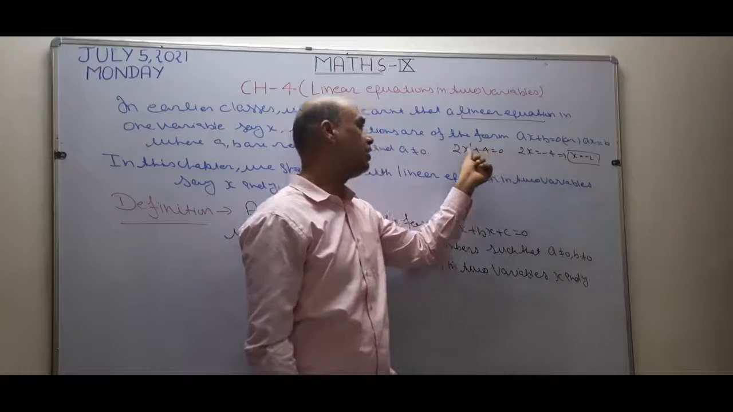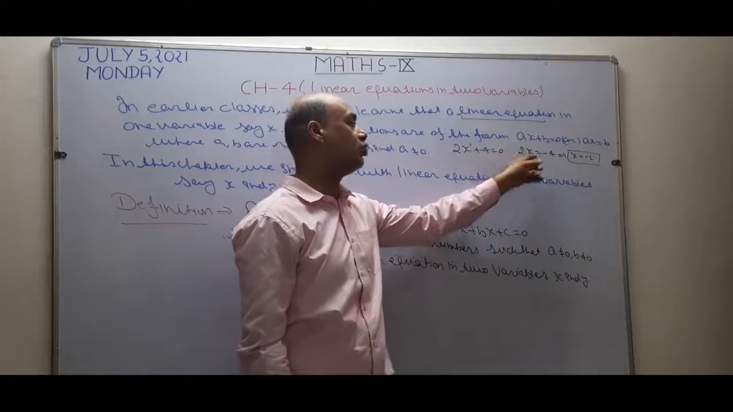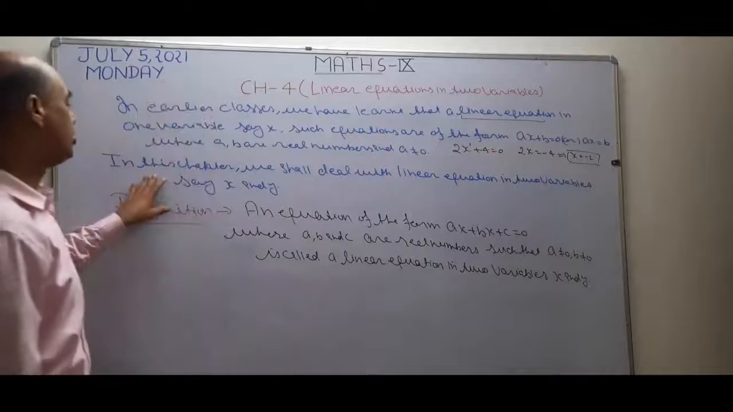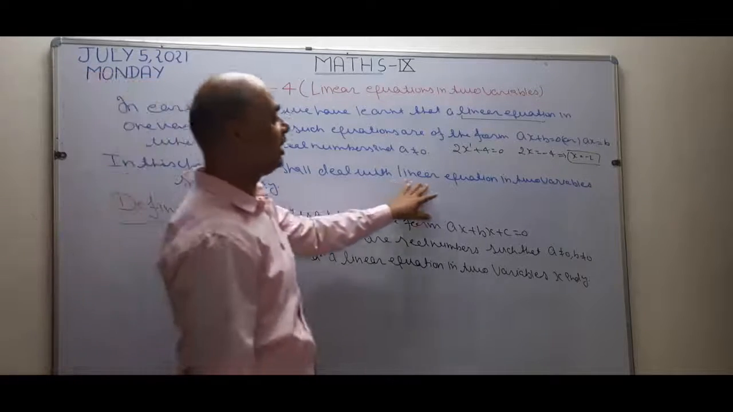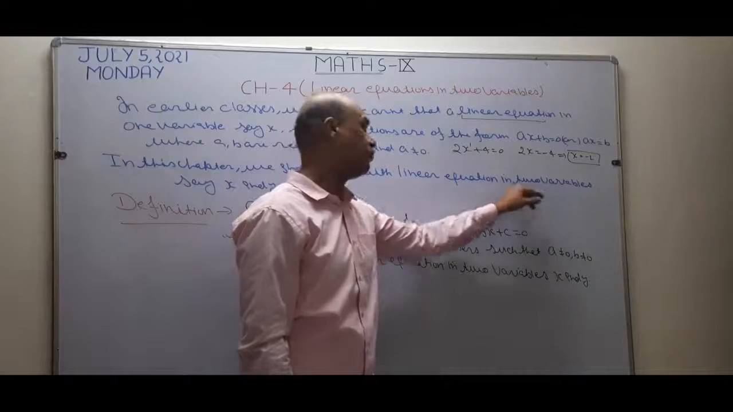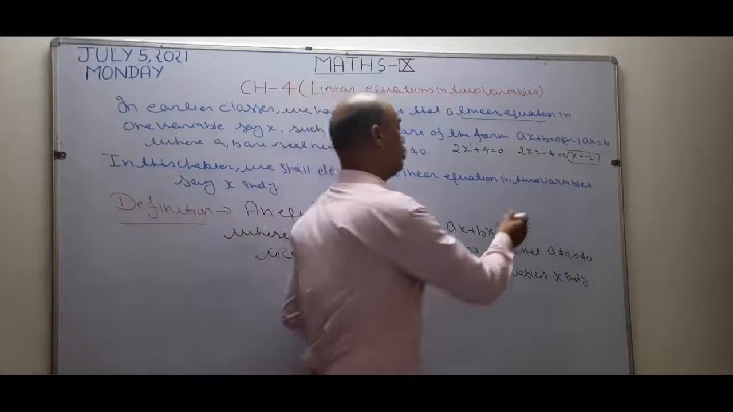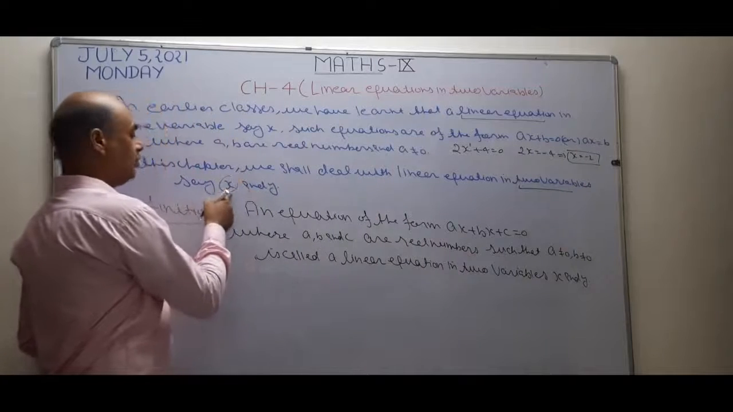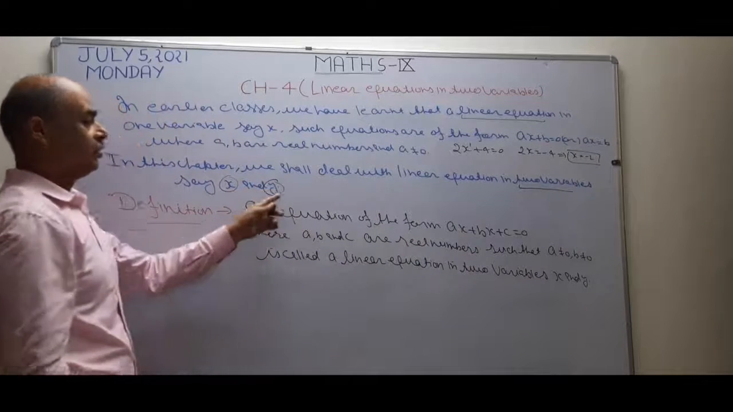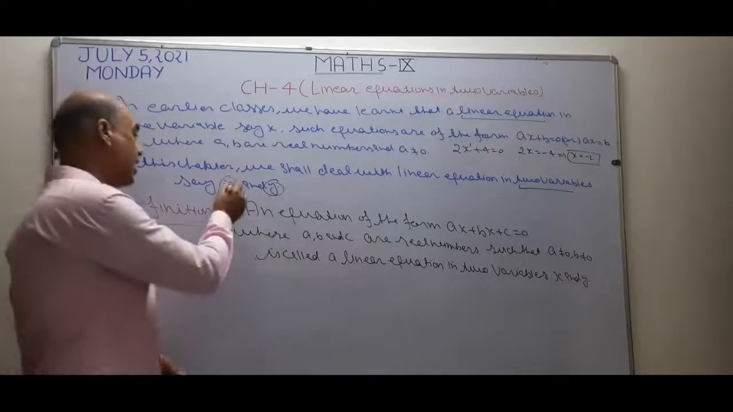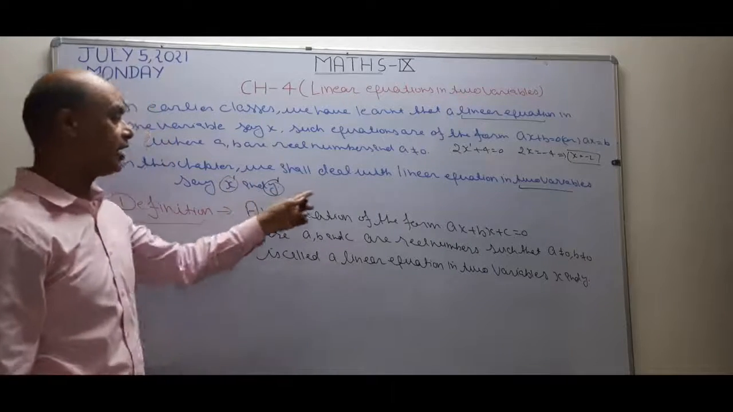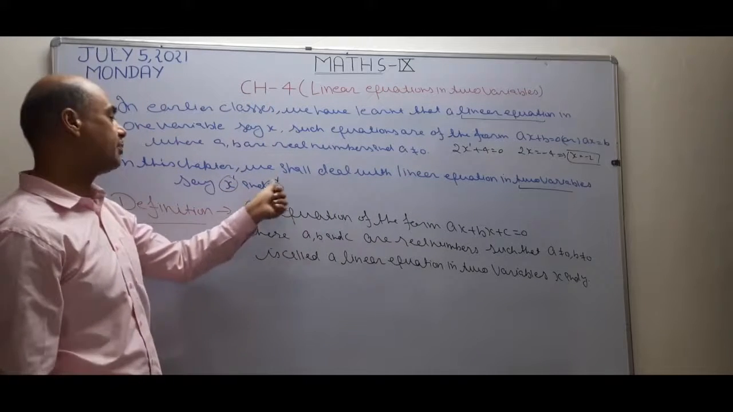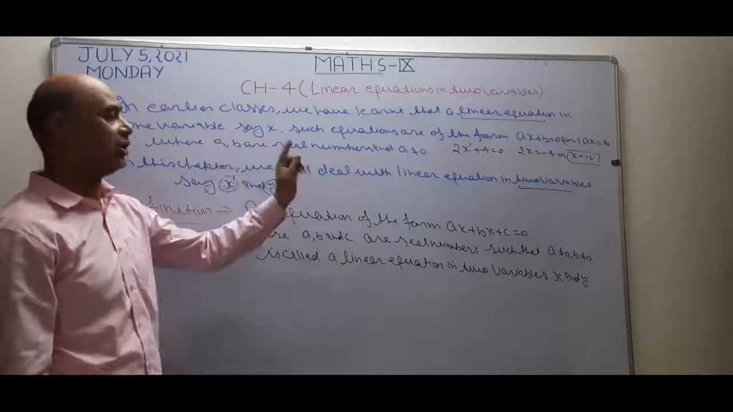Okay, if it is a linear equation in one variable, then how many solutions are there? Only one solution is there. But in this chapter we are going to deal with linear equations in two variables. What is the meaning of two variables? It means there are two variables. One of them is x, another is y. Two variables are there and their highest power is 1, because I write here linear equation. Linear means any variable having its highest power 1 is going to represent a linear equation or linear polynomial.